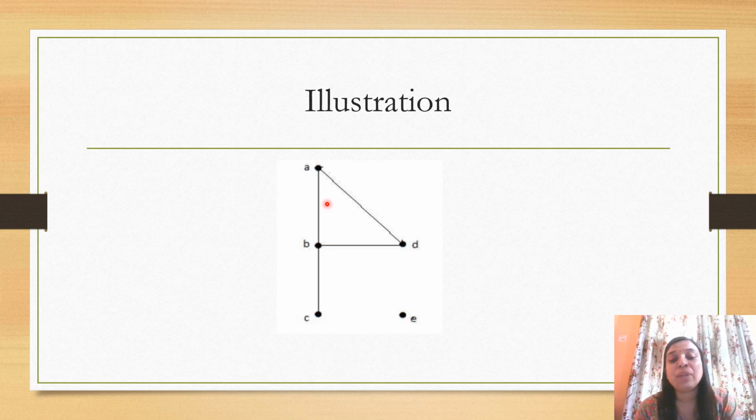Also, you can see vertex A and D are adjacent to each other because they are connected by an edge AD. Similarly, vertex A and B are adjacent because they are connected by an edge AB. So this is the edge which is joining the two. Vertex A and C are not adjacent because there is no edge between vertex A and vertex C. Similarly, edges AB and AD are adjacent because they have vertex A in common, right? So this is the concept of adjacency of vertices and adjacency of edges.